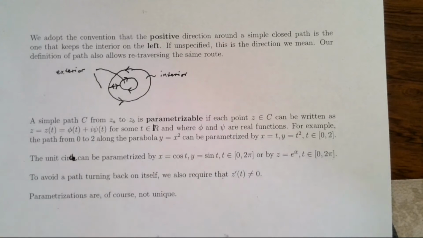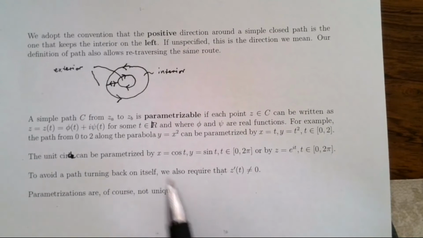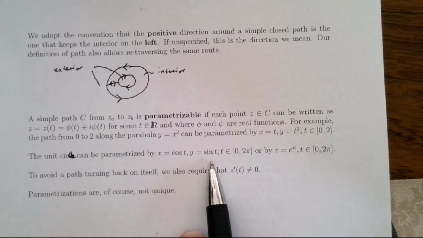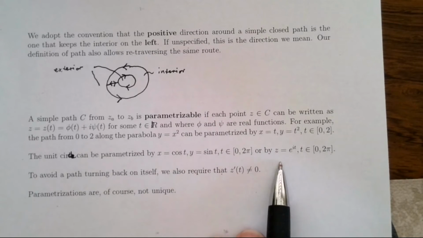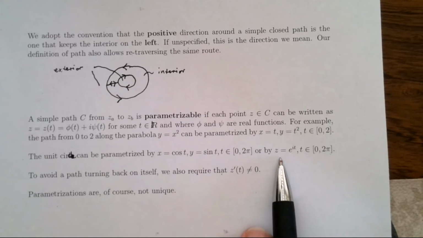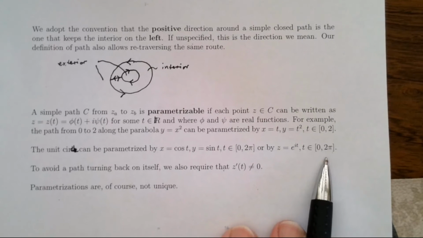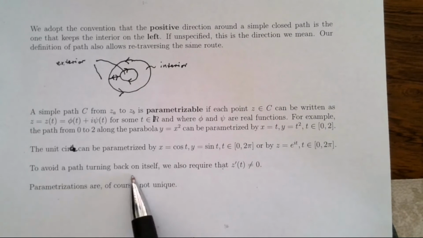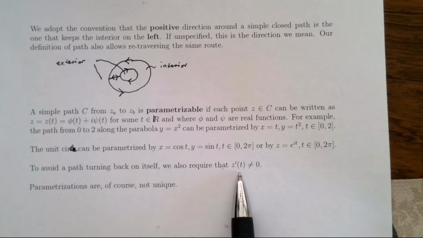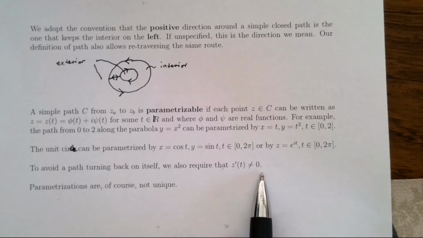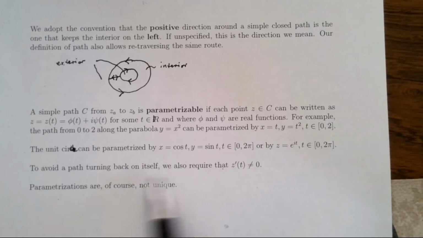The unit circle can be parametrized in the usual way using the trig functions, but a much better way of parametrizing in the complex plane is to write the unit circle as z equals e to the it, where t is from 0 to 2 pi. To avoid the path turning back on itself, we're going to require that the derivative of z of t not be 0. Parameterizations, of course, are not unique.